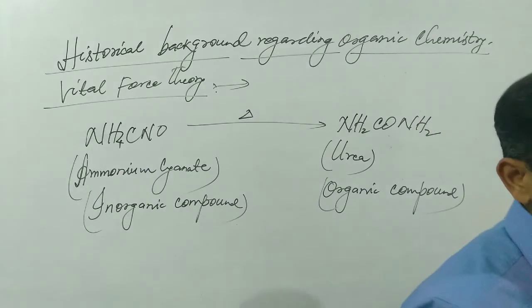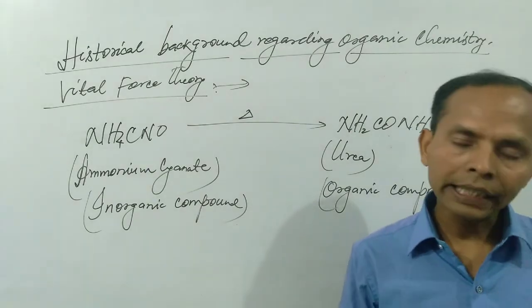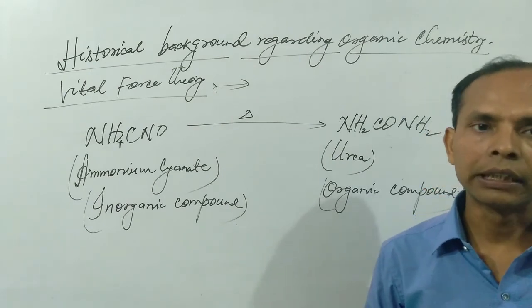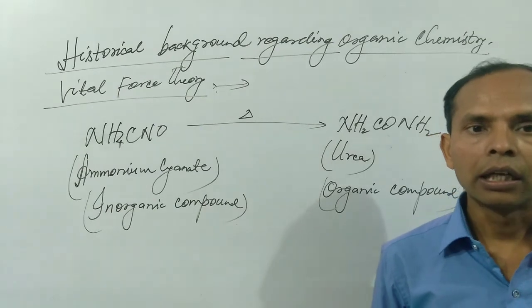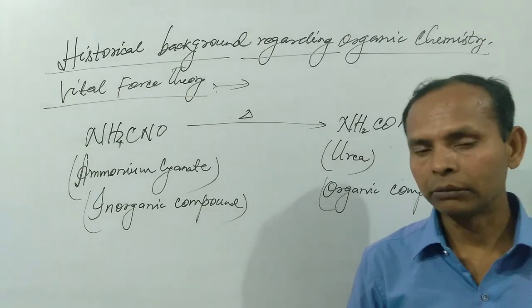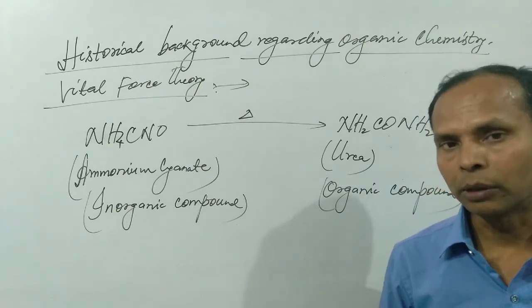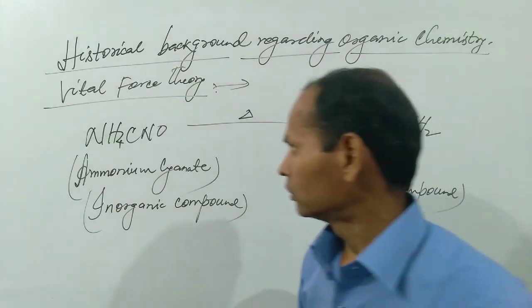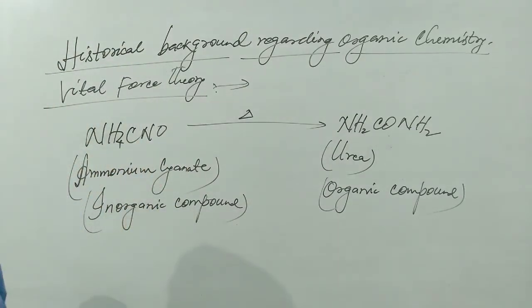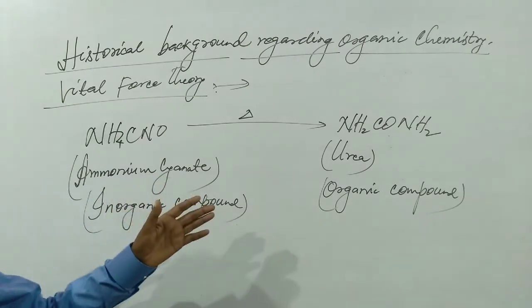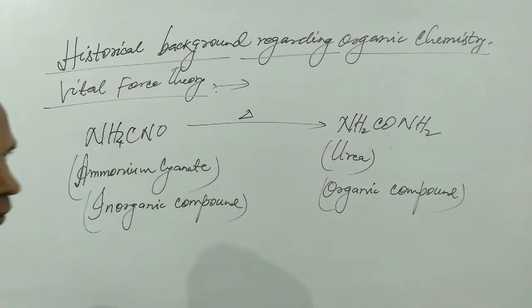So the formation of urea shows that organic compounds can be prepared in the laboratory. In this way, the vital force theory became useless, and since then a large number of scientists have given great contributions to the preparation of various types of organic compounds. So this is ammonium cyanide. Whenever heated, urea was obtained. This is the first organic compound prepared in the laboratory.